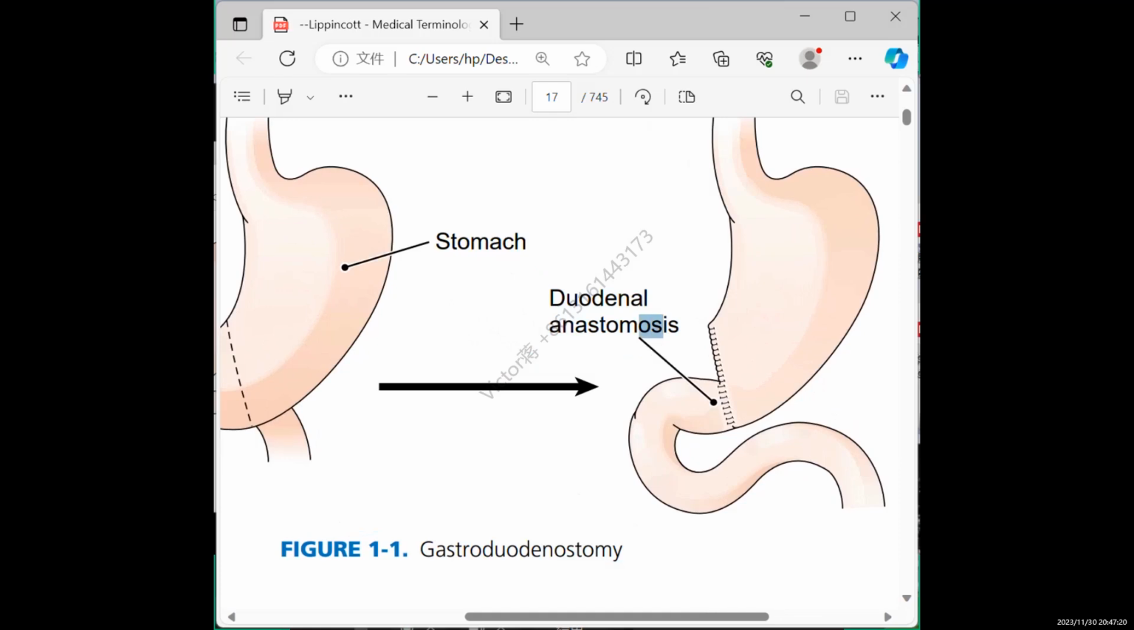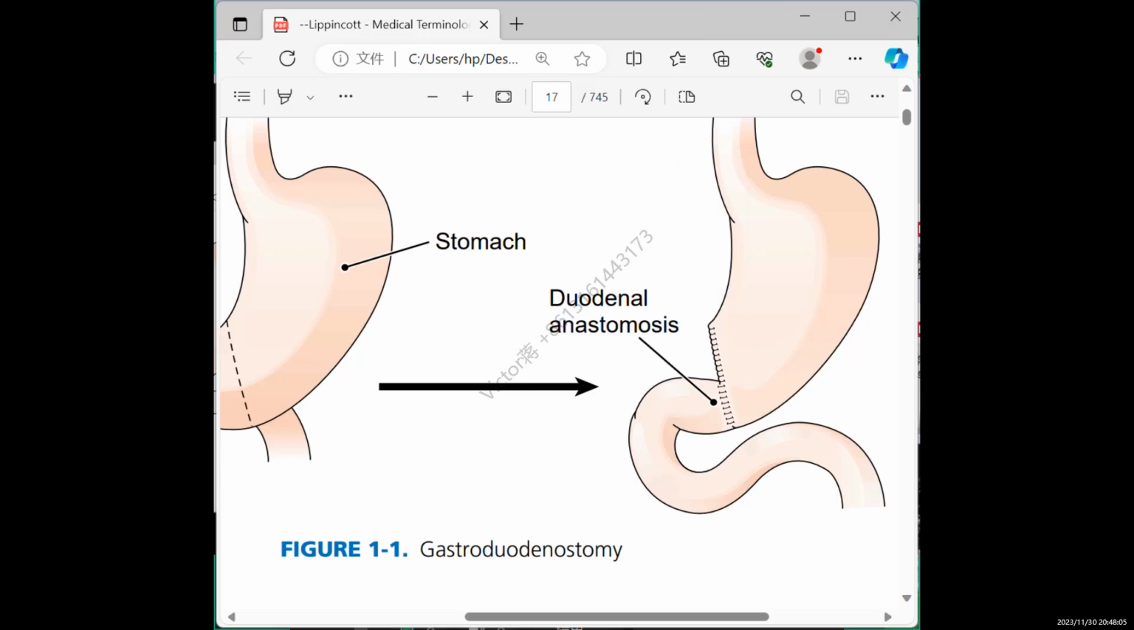Please be clear that OSIS is a kind of word ending, which means a kind of circumstance. It's a noun, and its adjective form is OTIC. The corresponding adjective of OSIS is OTIC. So here, the adjective form of anastomosis should be anastomotic. Okay, the adjective form anastomotic of the anastomosis.